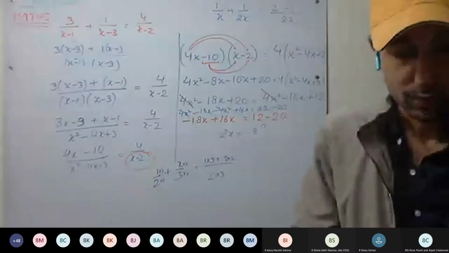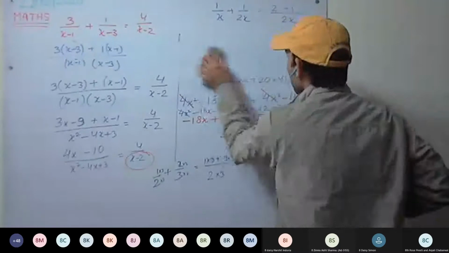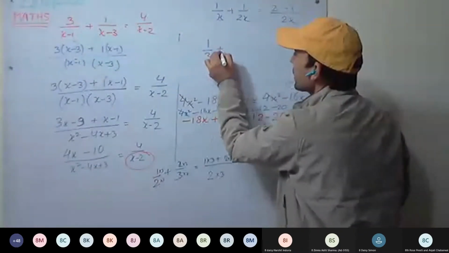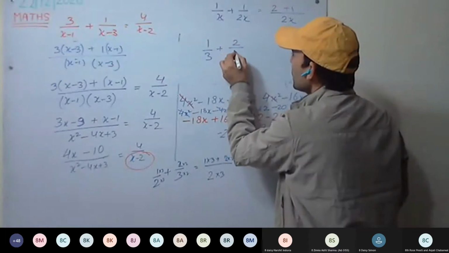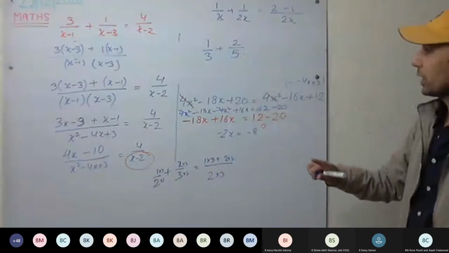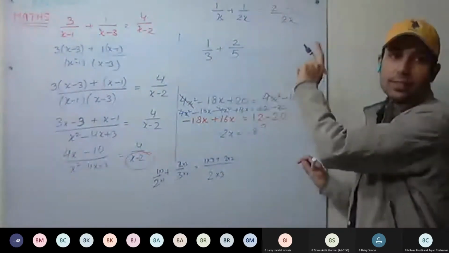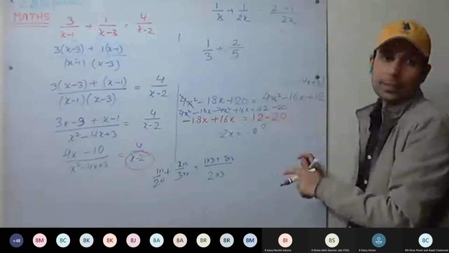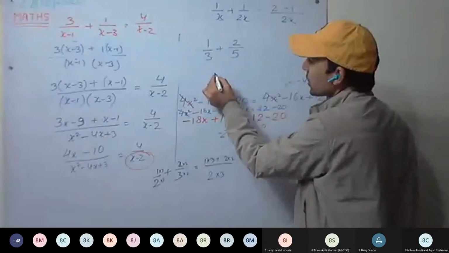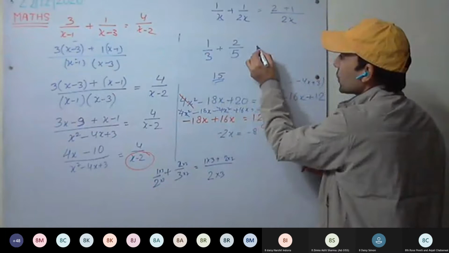Okay, I'll explain differently. See here, I take the same question: 1 upon 3 plus 2 upon 5. We have to add them. So see how we can add. It is always told that we have to make the denominator the same, then we can add the numerators. This you already know. So how to make the denominator the same? Their LCM is how much? 15.